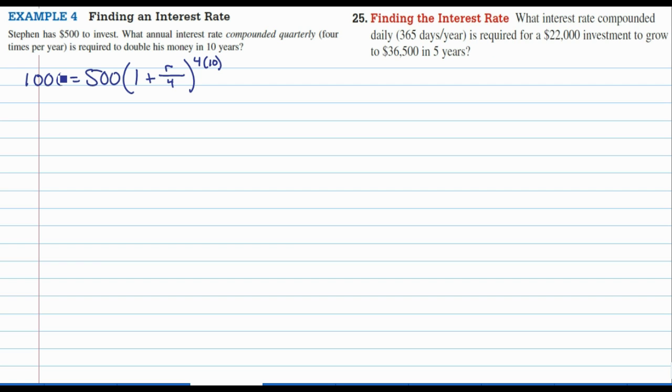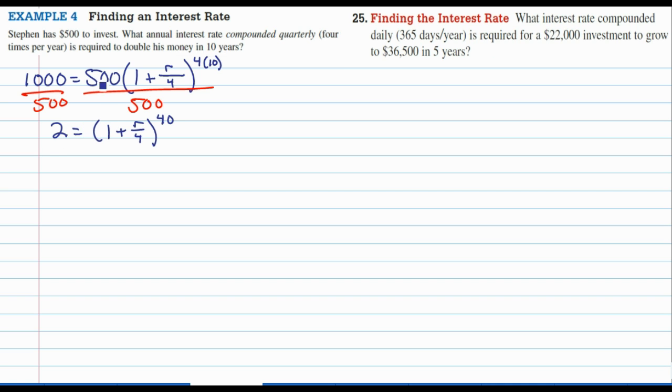So I can solve this by hand. Divide both sides by 500, and then I get 2 equals 1 plus R over 4 to the 40. Now as you can see, it doesn't matter how much he invested at the beginning. This expression shows that he invested $1 at the beginning and he wants to produce $2. He's doubling whatever it was he started with.